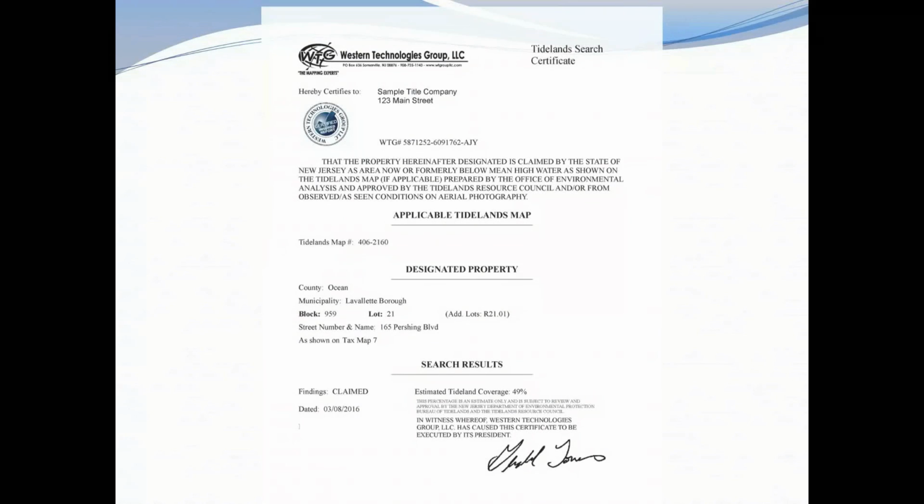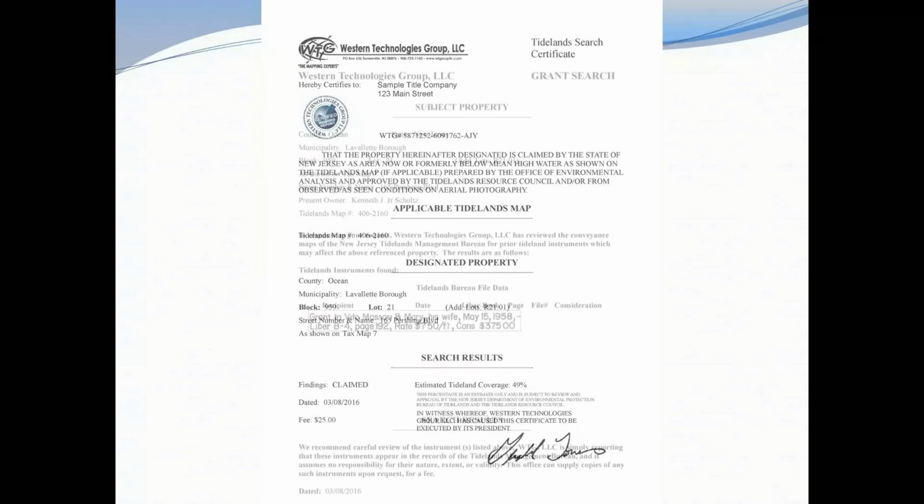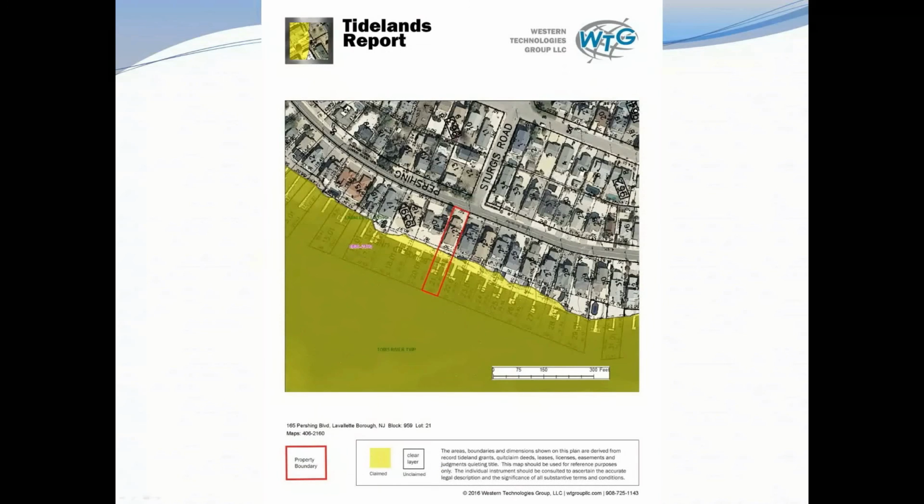And this is just an example of one of our Tidelands determinations. You can see this is the cover sheet, which identifies the property in the Tidelands map. Then we have a second sheet which reiterates the property information and any grants, leases, or licenses that we may have identified. In this case, it's actually a grant that we have identified. And this is that visual verification I was talking about.